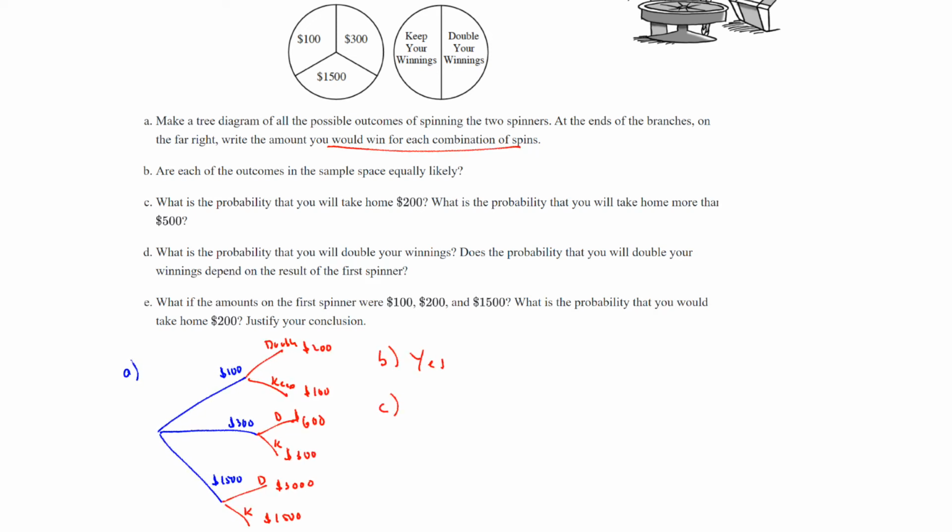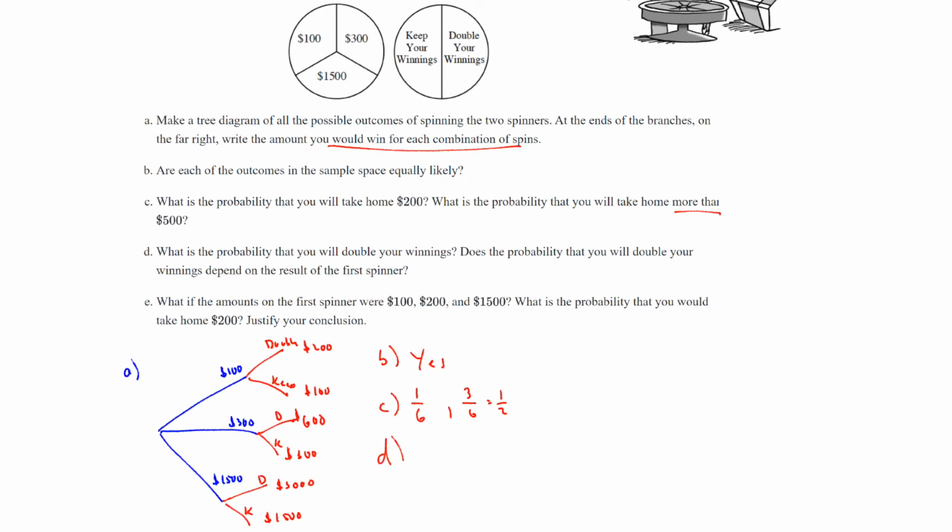What is the probability that you will take home $200? What is the probability that you will take home more than $500? So for 200, there's 6 outcomes, and to get 200, there's only one possibility there. So that means it's only 1 out of 6. On the next part, to bring home more than, so anything above 500, so 600, 3,000, or 1,500, looks to be a 3 out of 6 possibility, which could be 50% or half.